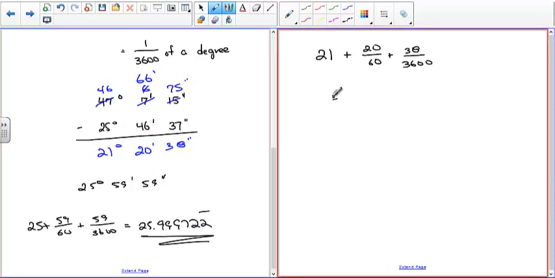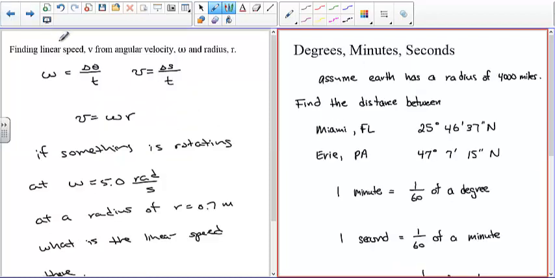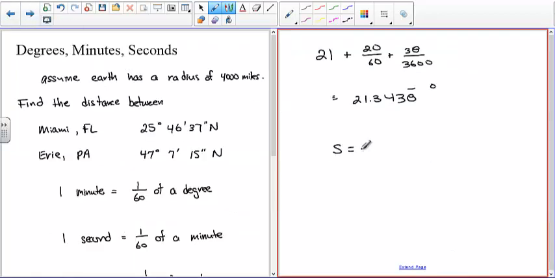So we do the same thing here. We take 21 plus 20 divided by 60 plus 38 divided by 3600, and we get 21.3438 degrees. That's the decimal equivalent to this other way of representing angular position. Now to do this calculation, the arc length is equal to the radius times the angle theta. Our radius is 4,000 miles, and now all we have to do is multiply by theta in the decimal form.